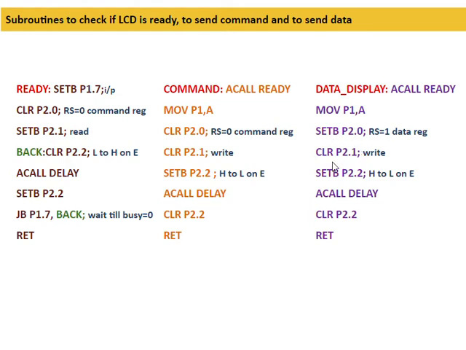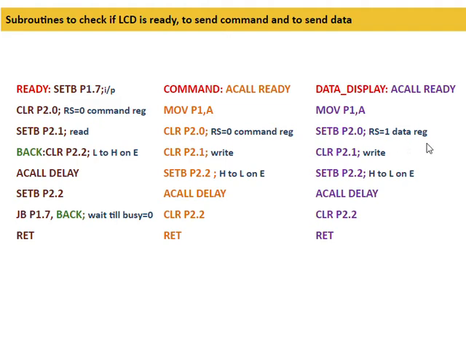Next, we have to choose the write operation. We are sending the data to the LCD display. This is a write operation, and for that you should clear P2.1, which is connected to the read write pin. Then you have to send a high to low pulse on the enable pin, so that the data at the data bus gets stored into the data register. For that, you have to set P2.2 high, call a delay, and clear P2.2.